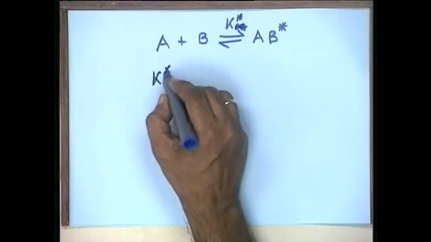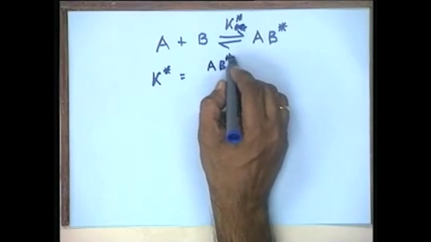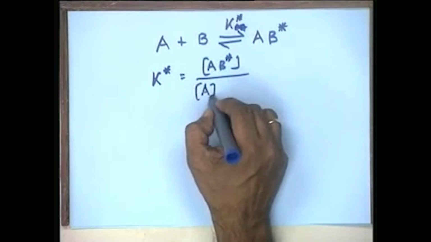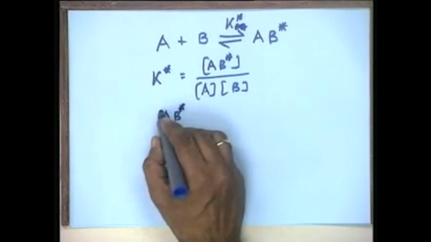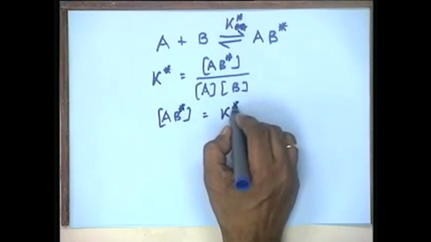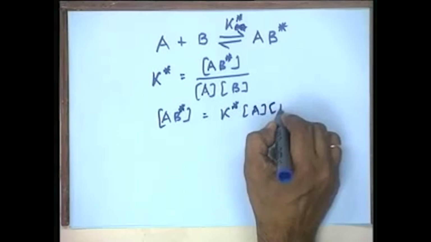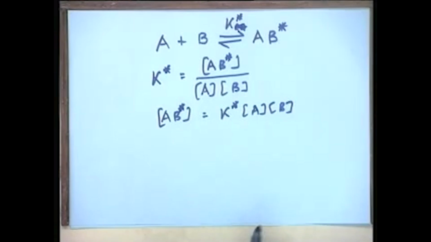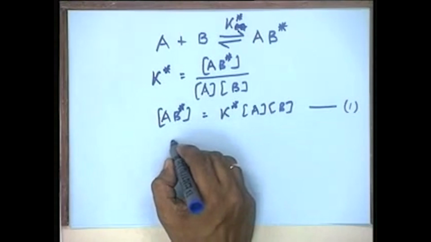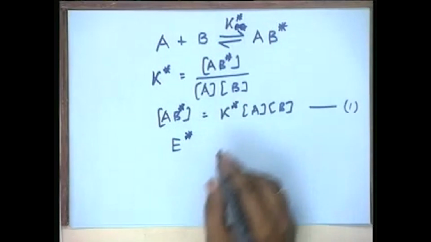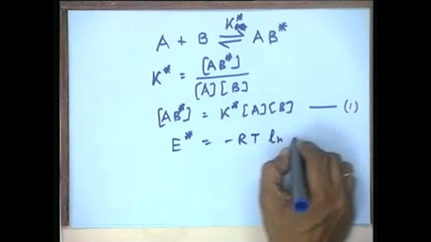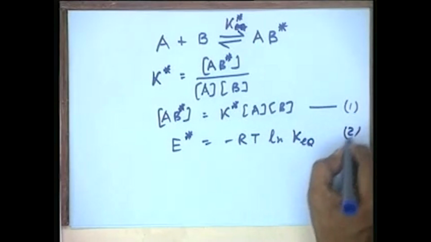Now, this K star is equal to the concentration of AB star divided by the concentration of A into the concentration of B, or in other words, the concentration of AB star at any given time will be equal to K star into A into B, simply by treating the whole process as a chemical equilibrium. Also, this chemical equilibrium will follow the other relationships, that is, the free energy of activation in this whole process can also be given by minus RT ln K equilibrium. Let us say this is the second equation.